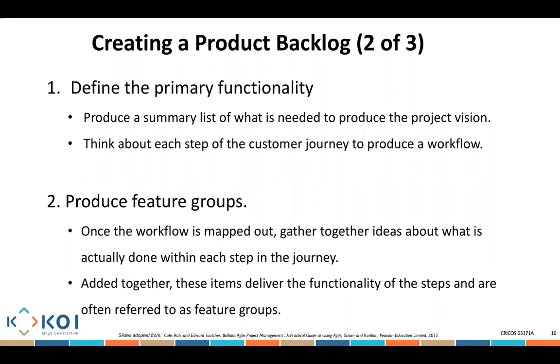So once the workflow is mapped, which is the workflow in step 1, we gather together the ideas about what is actually done with each step in the journey. So if we're going to talk about the video, what are we doing about loading the video? Okay, we're going to follow very specific steps. We're going to talk about that journey. We add together all of these items to deliver the functionality of the steps, and we basically put them as what we call a feature group.